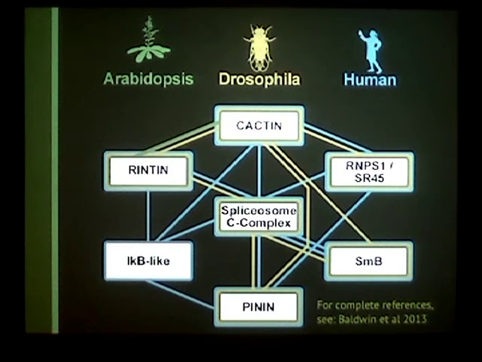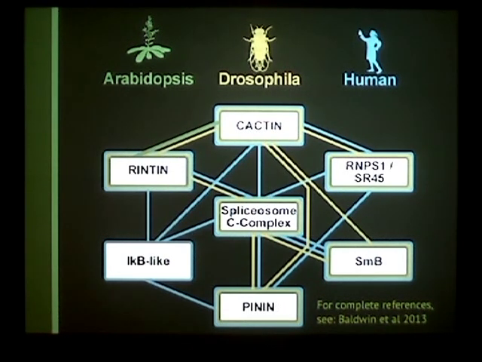But we also find these connections from the literature between cactin and SR45, which in human cells is called RNPS1. And so SR45, as you recall, is that protein I showed cactin colocalizing with in my plants. We also find a connection between cactin and SMB, which is one of the absolute core components of the spliceosome. As I just mentioned, that's one direct connection between cactin and the spliceosome.